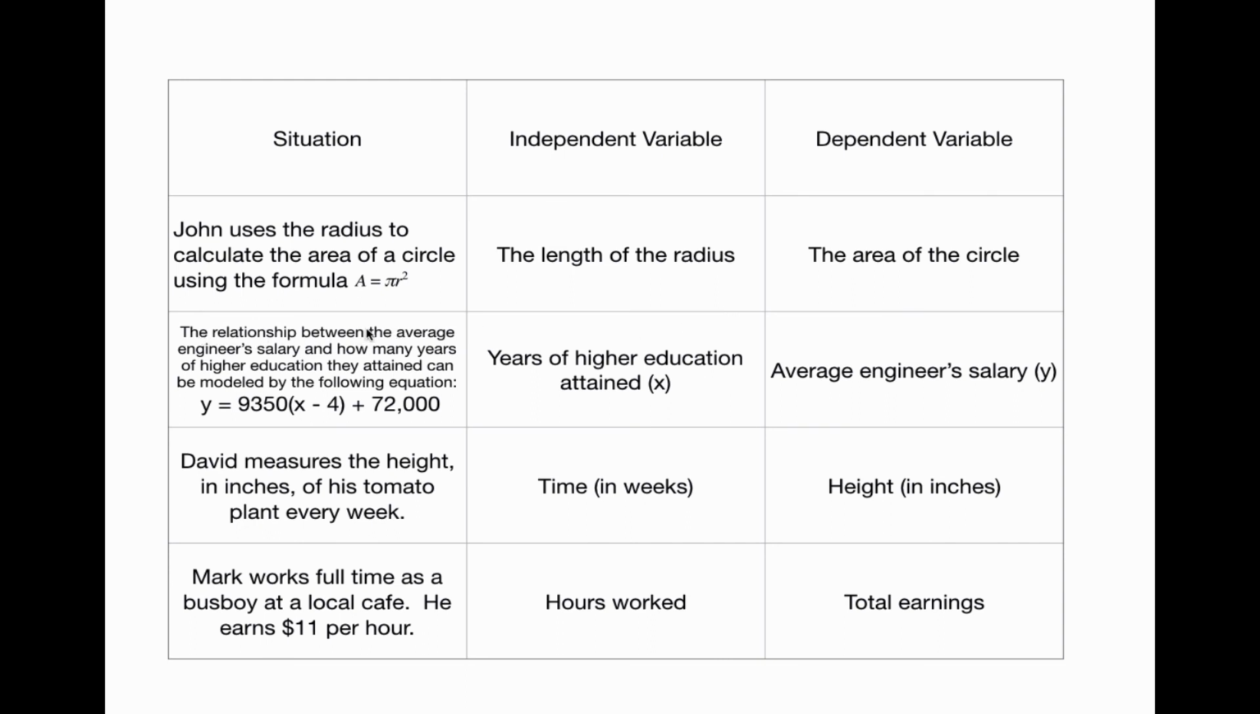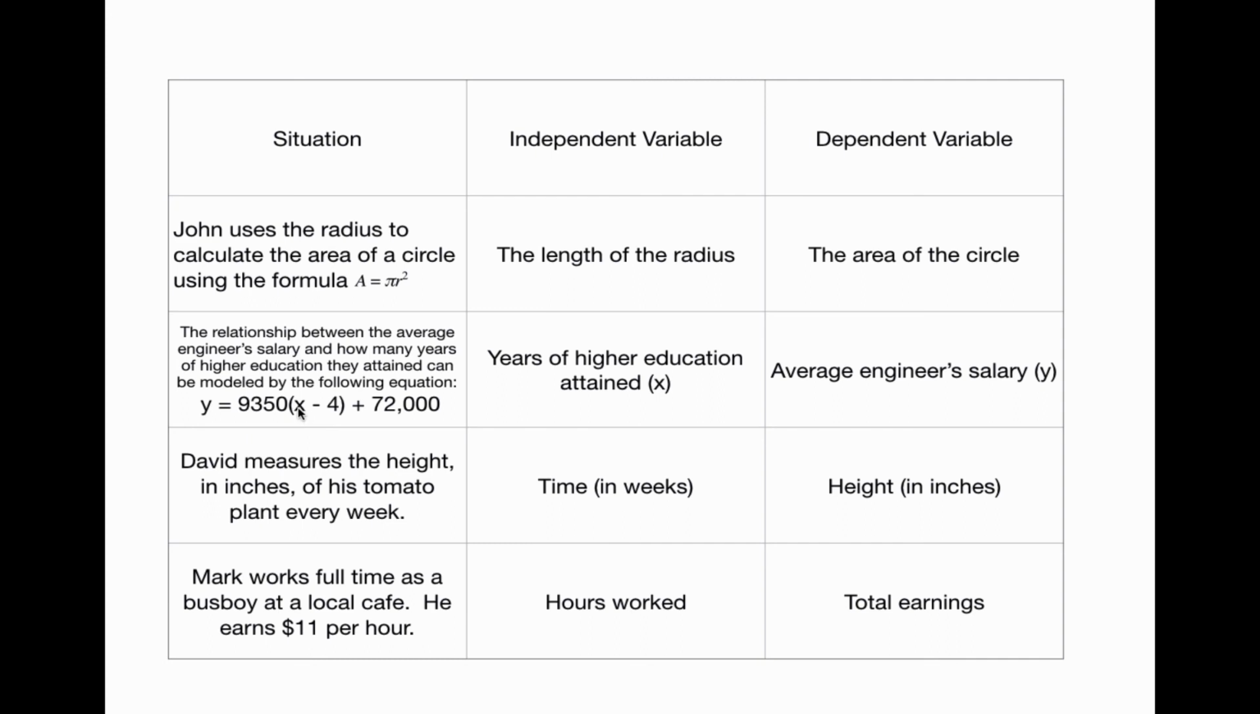Next one, the relationship between the average engineer's salary and how many years of higher education they attained can be modeled by the following equation. Again, equations are simple to analyze because the output is usually pretty clear. The output here is y, and the input here is x. And since I told you that x and y are usually associated with the independent and dependent variables, it should be pretty easy to see what they are, or what means what.